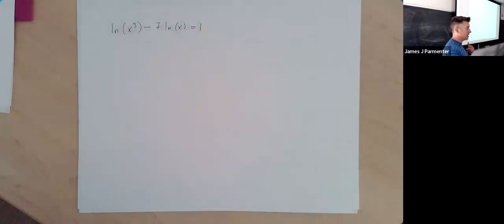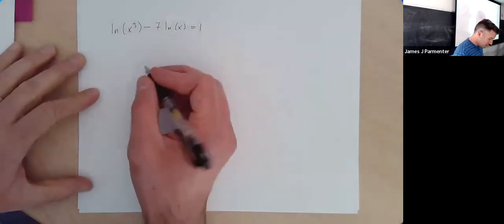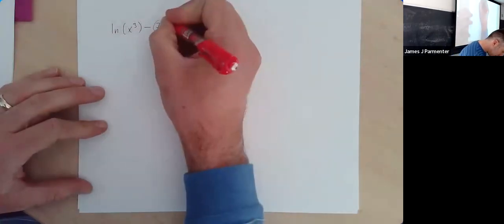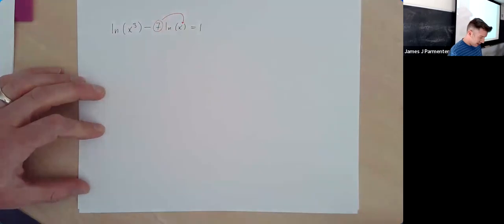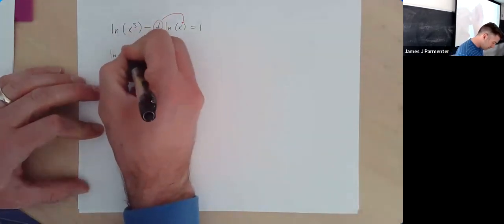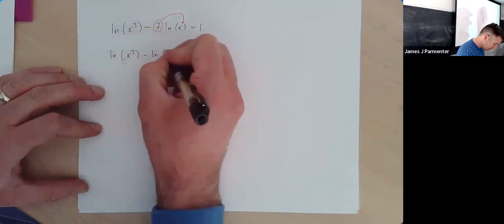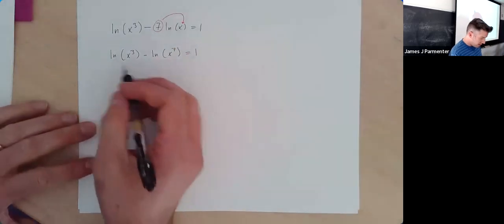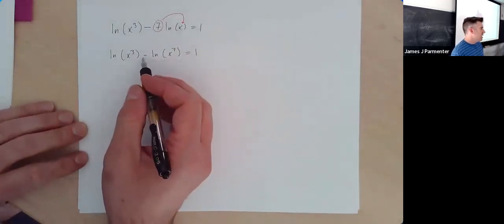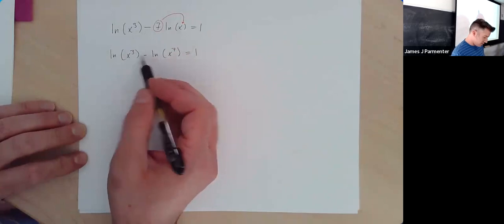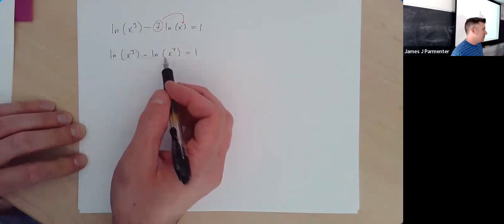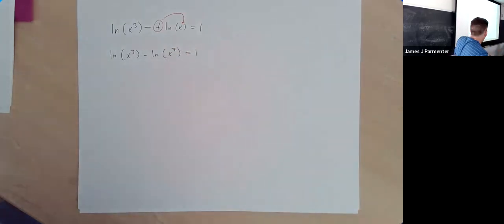Problem is we can't combine them together until they have the same coefficient. So the first thing I want to do is take this 7 and bring it up as the power here. So I want to write this as the natural log of x cubed minus the natural log of x to the 7 equal to 1. And now I can combine those logarithms because they're subtracted together and they have the same coefficient. This is 1 natural log of x cubed minus 1 natural log of x to the 7. I'm not really writing that or thinking of it, but that's what I have.